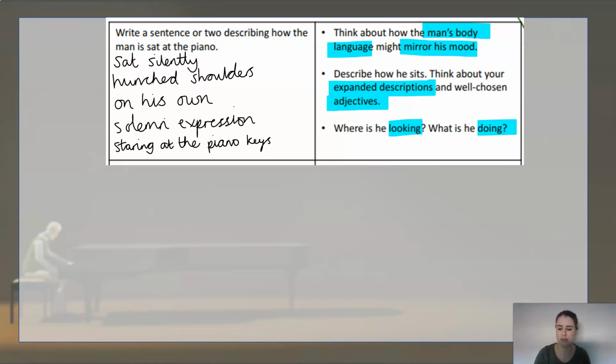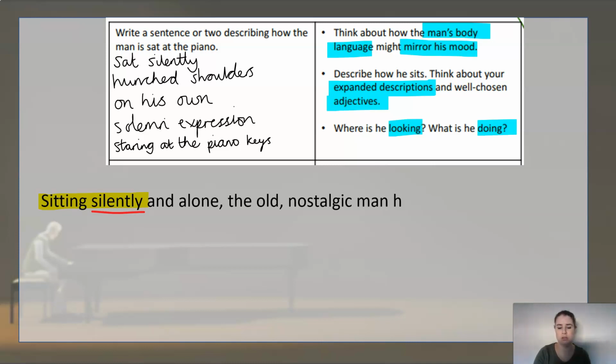I'm going to keep it fairly similar. So, sat silently. Sitting silently and alone. So here I've gone back to the skills we looked at yesterday. I've started with a verb opener. So rather than silent and alone, which I'd written in my original paragraph on Tuesday, I've now included the skills I learnt yesterday. So I've got a verb opener, and I've added an adverb. I've also been sneaky, and I've also included alliteration as well. So: sitting silently and alone, the old nostalgic man hunched his shoulders.